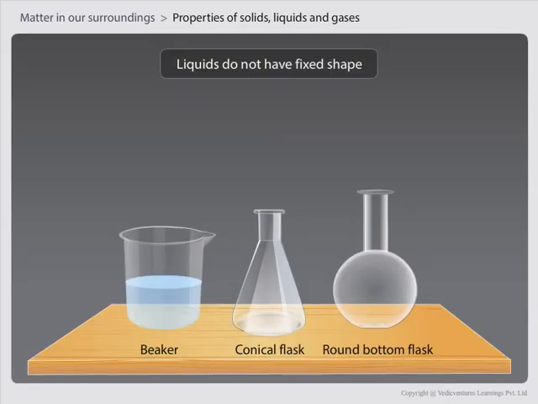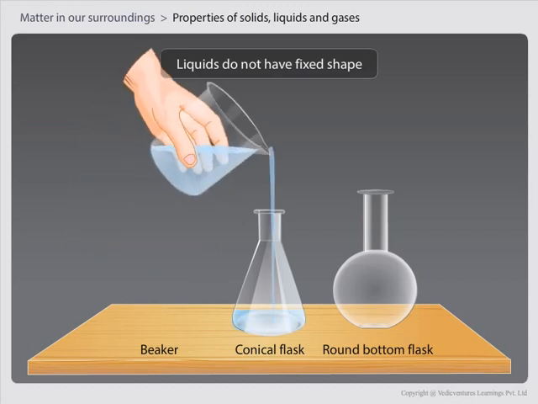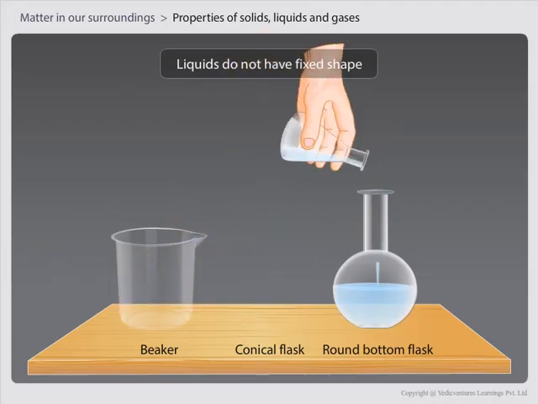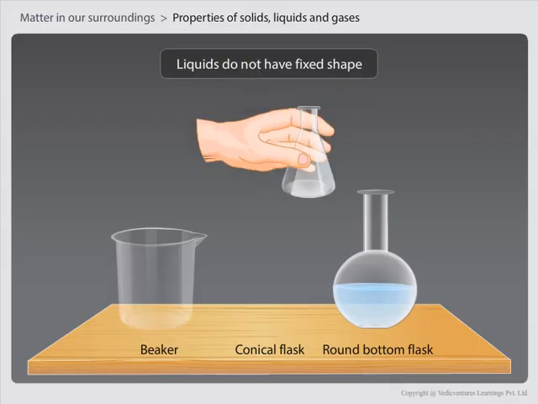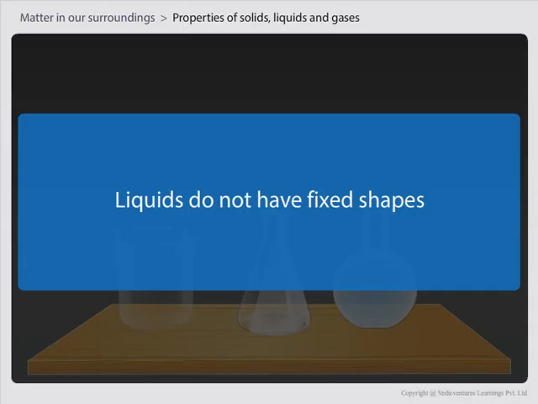This can be explained by performing an experiment. Take a known volume of water in a glass beaker. Then transfer the water into a conical flask and finally into a round-bottomed flask. If we look at these flasks, we observe that the water has acquired the shape of all three containers. From this experiment, we can conclude that liquids have no shape of their own. They take the shape of the container in which they are poured.